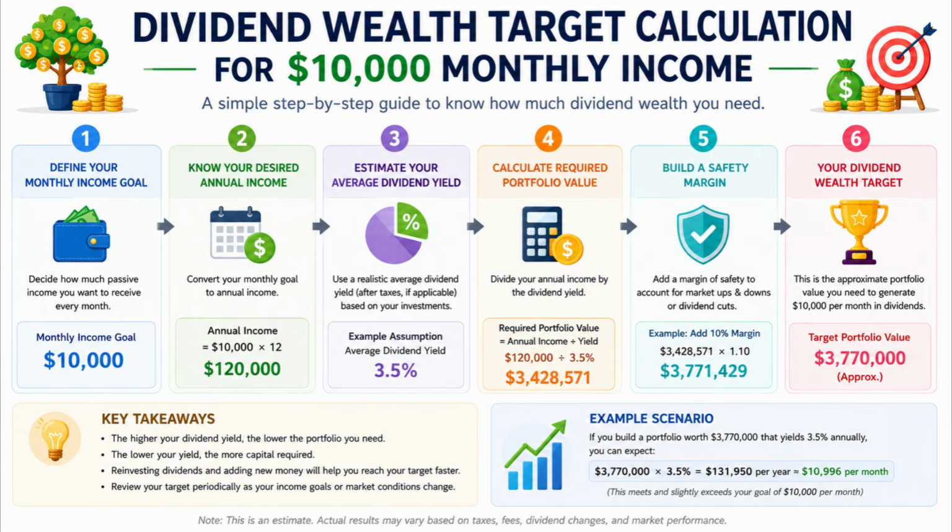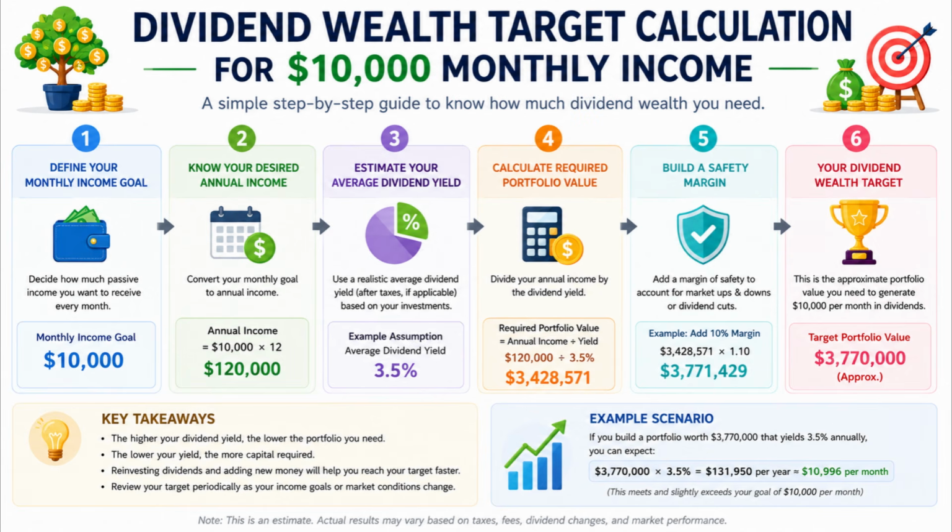In other words, if an investor builds a portfolio worth around $3,770,000 and it yields 3.5% annually, the expected dividend income would be about $131,950 per year. When divided by 12 months, that equals approximately $10,996 per month, which slightly exceeds the original monthly goal.